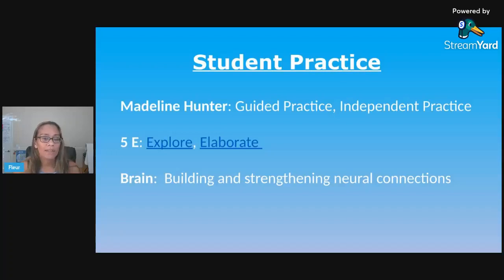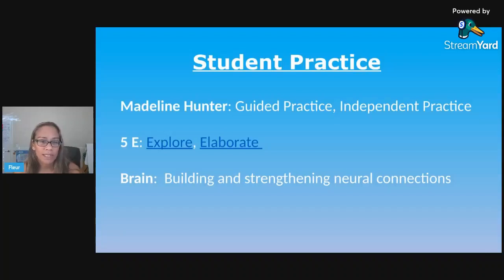And in 5E, this could be during the explore stage or elaborate, where they are practicing concepts. And this is really the part where students will build and strengthen those neural connections. After they have been taught what you teach them, they can continue making those links in their brains even more.